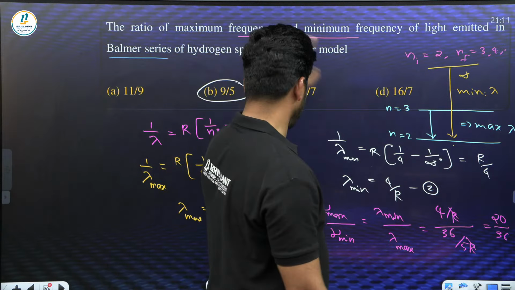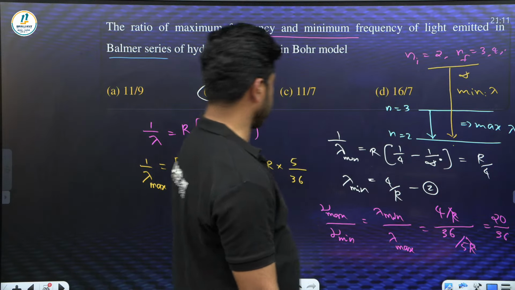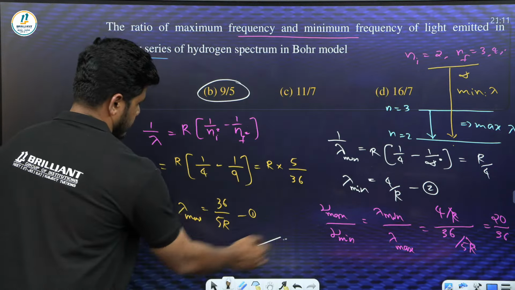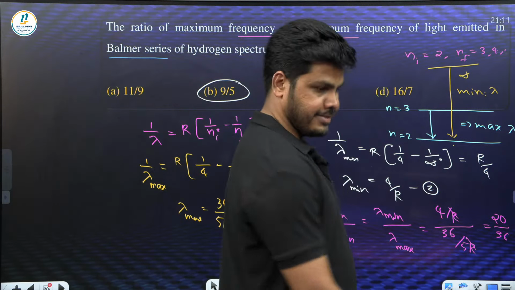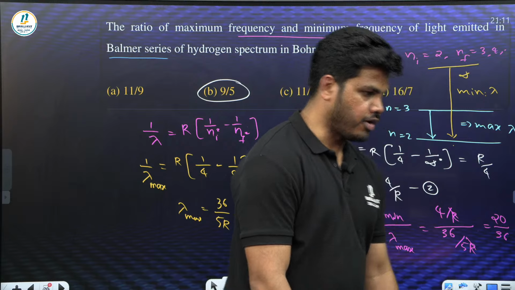Maximum frequency to minimum frequency is lambda minimum to lambda maximum. Yes, so that is the correct option for the question, right? So yes, B, many of you already solved.